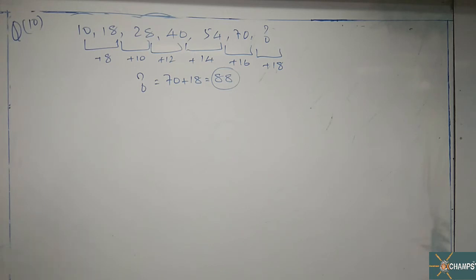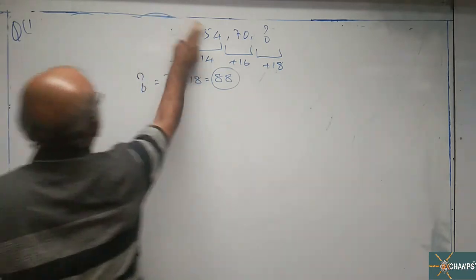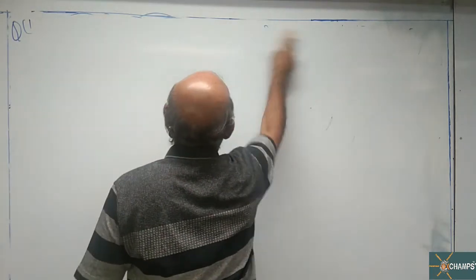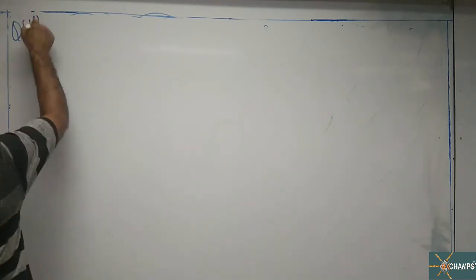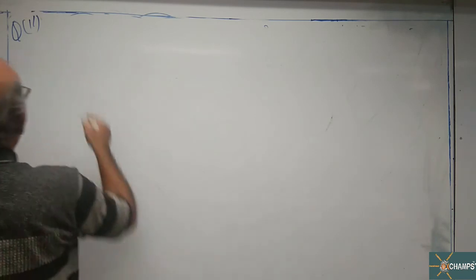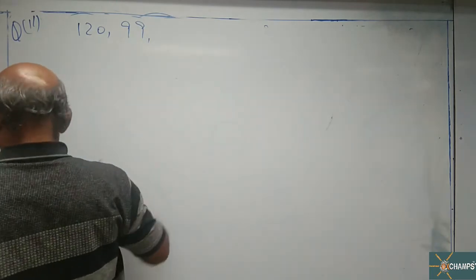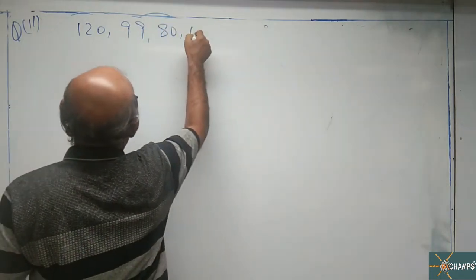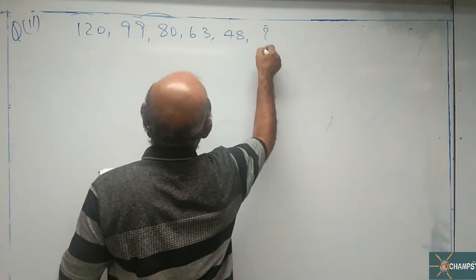Let us see question number 11. The series is 120, 99, 80, 63, 48 and question mark.